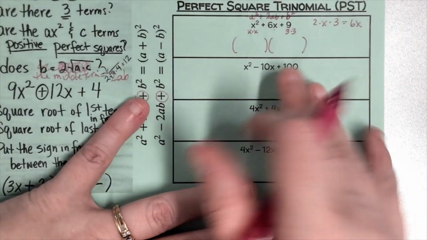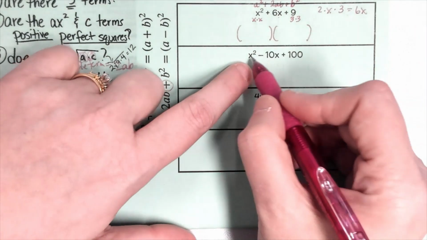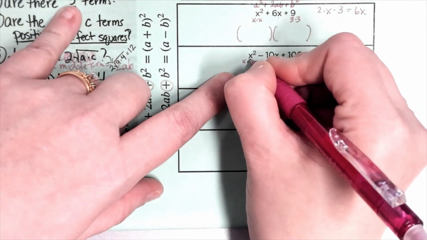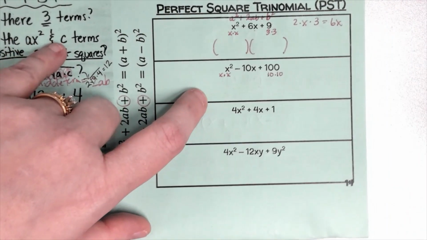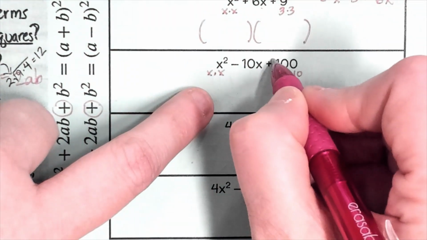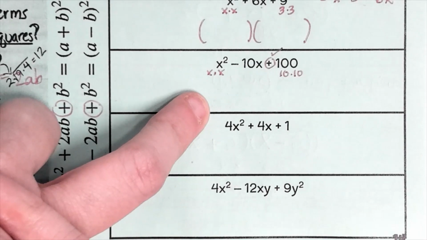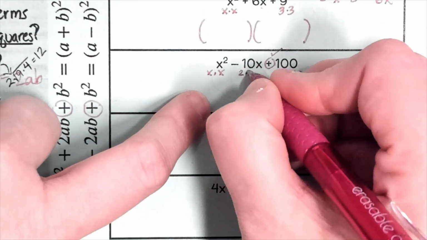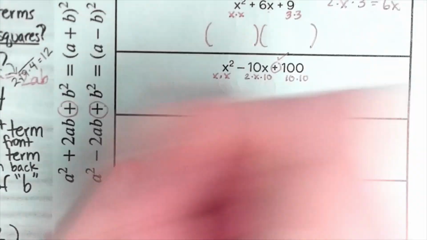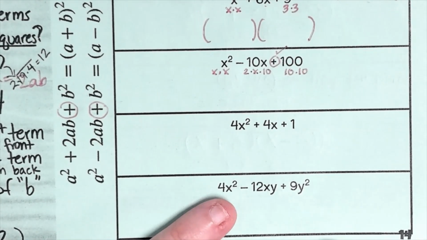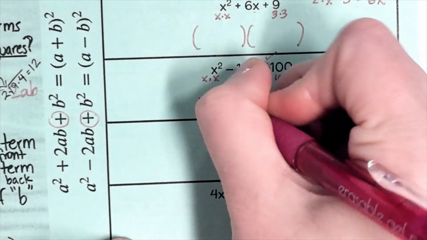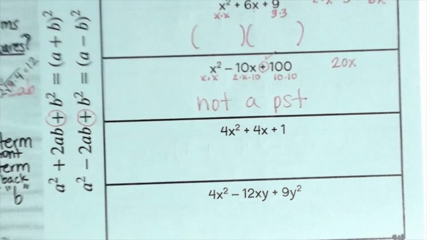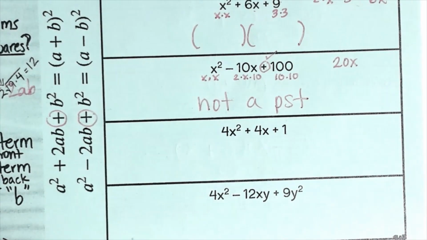Okay, really quick, let's pause for a second, and I want to do that again on this one here. Again, I look. Do I have a perfect square in the front? I do. Do I have a perfect square in the back? I do. Is this term positive? Yes, it is. This should be 2 times x times 10. Is it 2 times x times 10? No, that would be 20x. This is not a PST. In fact, I don't think it's factorable, but that's neither here nor there. It might be factorable, I'm not sure. This is not a PST, so this is not what we're looking for.